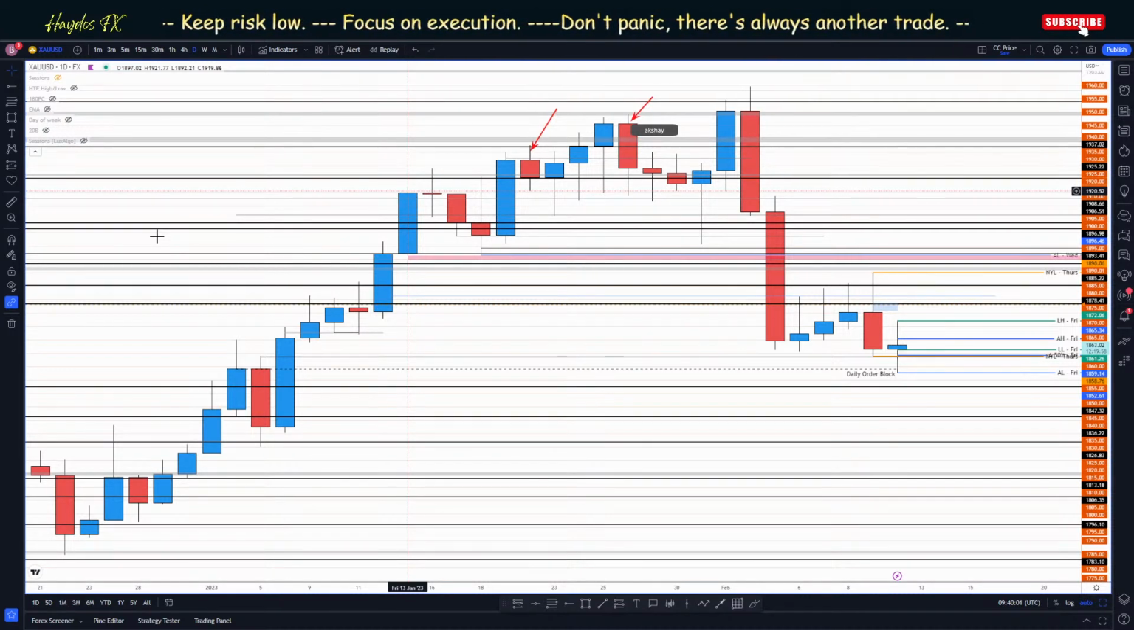Now if you look carefully, after breaking the structure, let me change the color. Sorry, which color should I use? I'll put it on TradingView. So if you look at after breaking structure here, this structure, price created liquidity here, and this candle took out that liquidity.